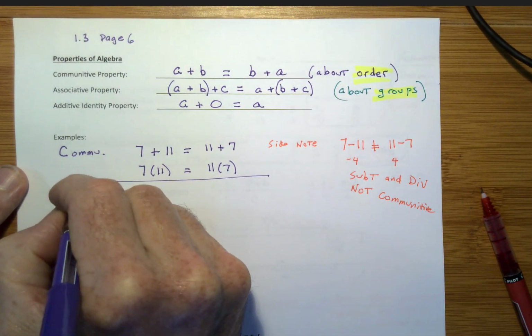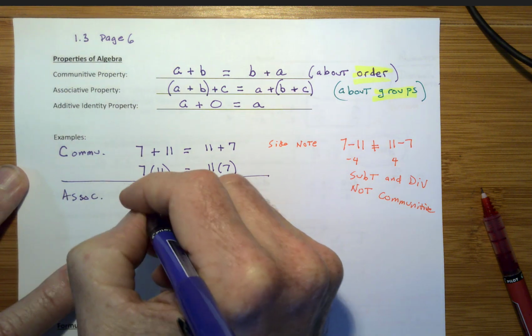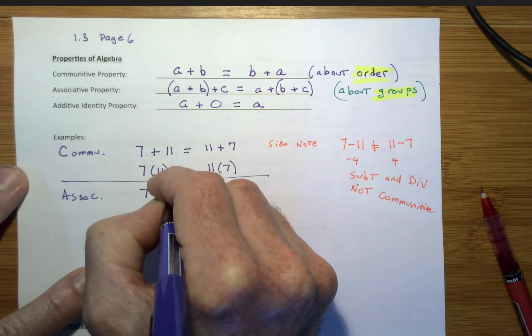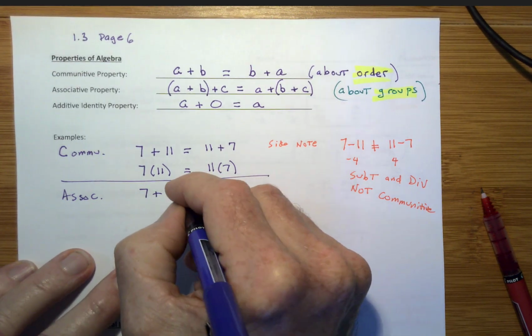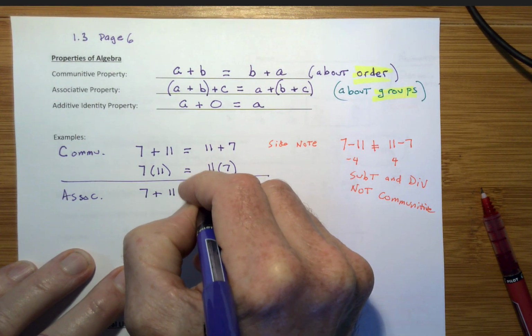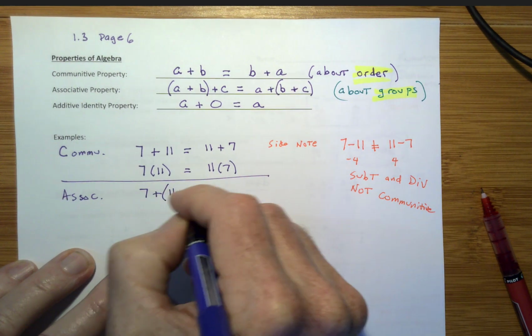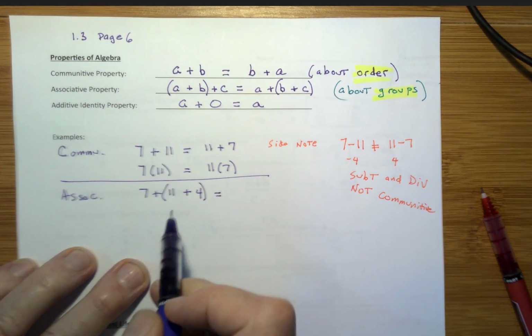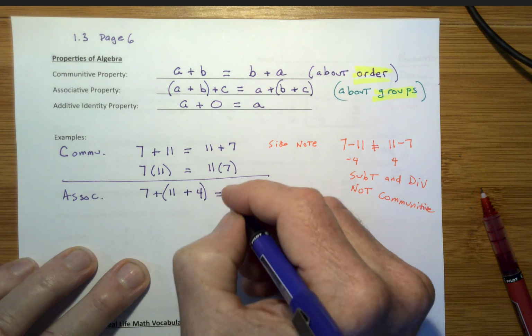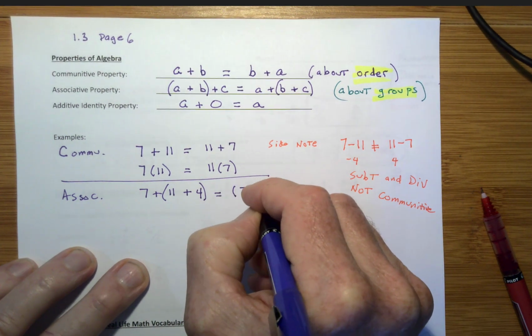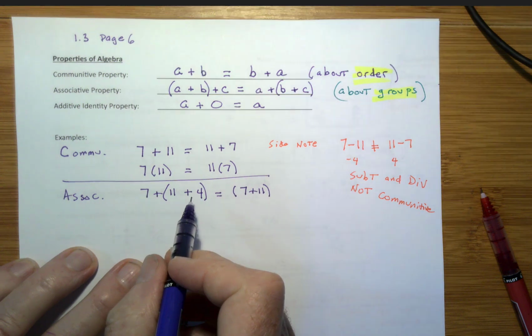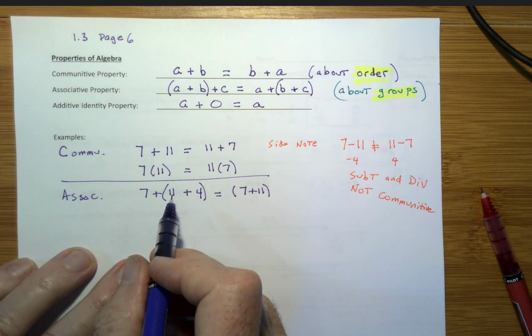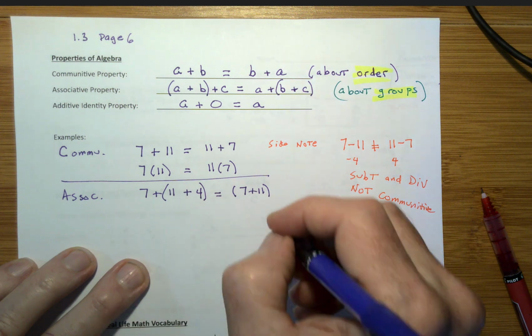So, if I do 7 plus 11 plus 4, and I group 11 and 4, well, what's the same answer as this? Well, it would say, hey, we grouped 11 and 4. If we change the group, 7 plus 11, so now notice I changed the group to be the first two instead of the last two. And I add them this way.